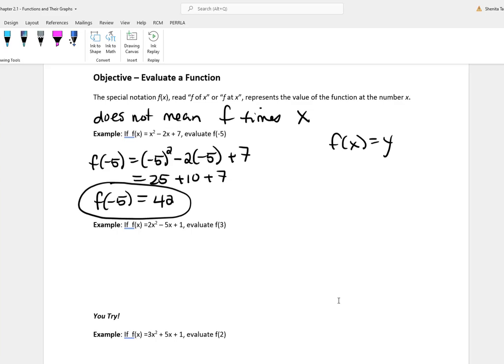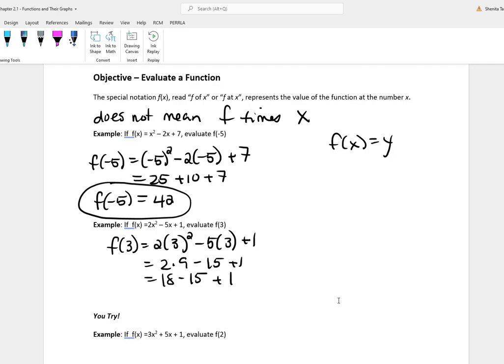In this next problem, we have f of x is equal to 2x squared minus 5x plus 1. We want to evaluate it when x is 3. Whenever we see an x, I'm going to plug in 3. I get 2 times 9 minus 15 plus 1. 2 times 9 is 18, minus 15, plus 1 is 4. So when x is 3, this function is equal to 4.